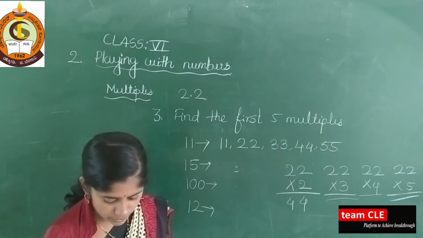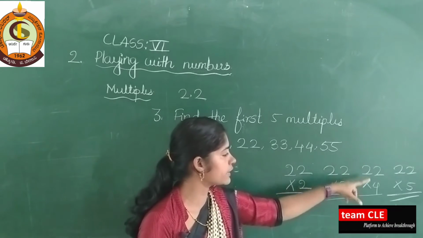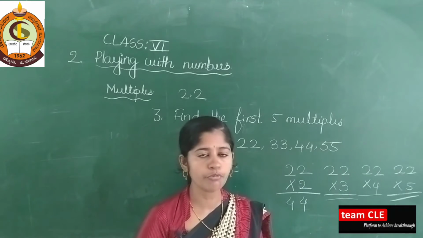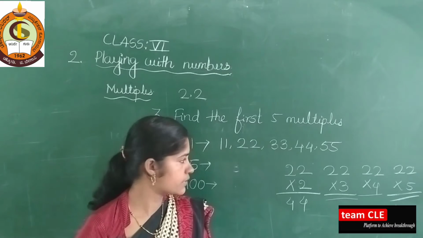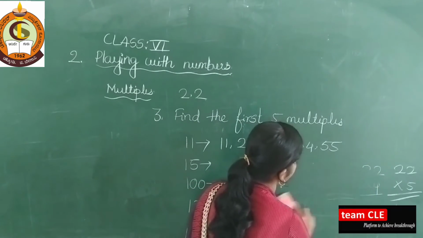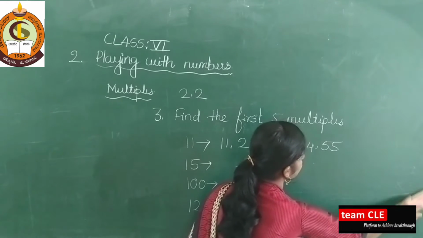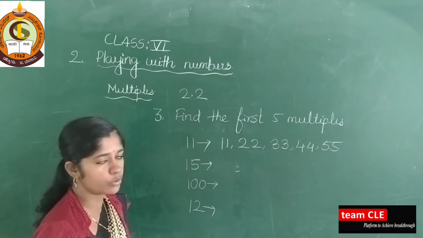For example, 36 is there. 36 into 2, 36 into 3, 36 into 4, 36 into 5. Multiply and you will get the multiples of 36. I hope this is clear to you. If you don't know the tables, then multiply with 1, 2, 3, 4, 5. You will get the first 5 multiples.